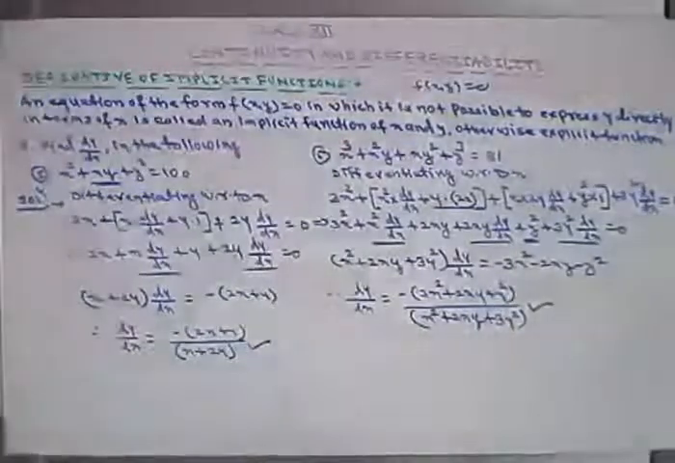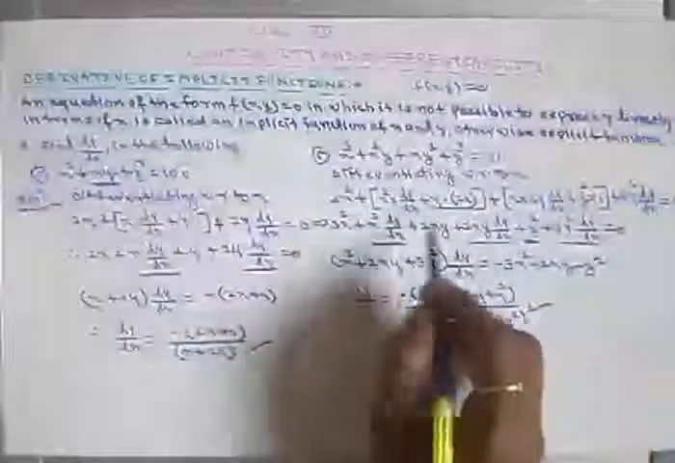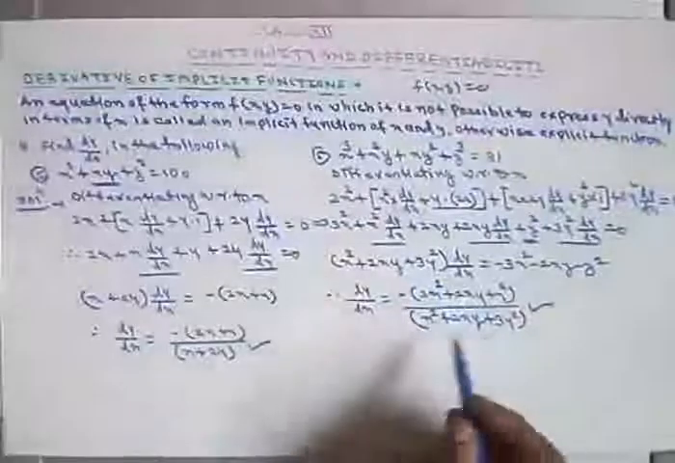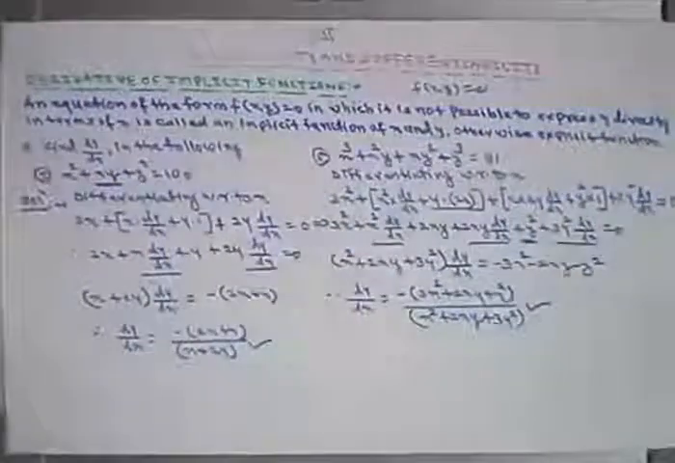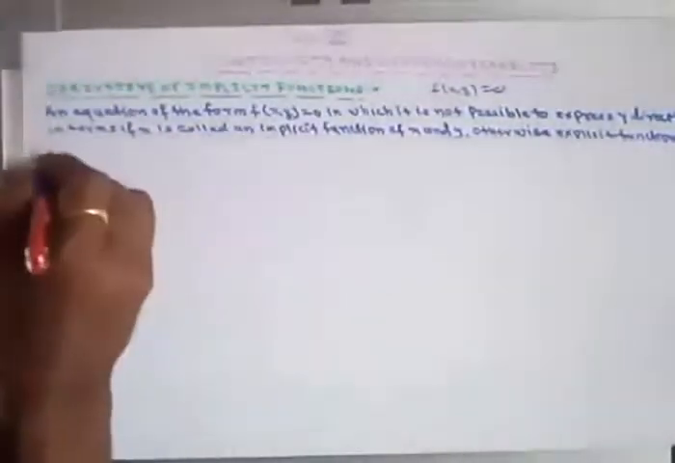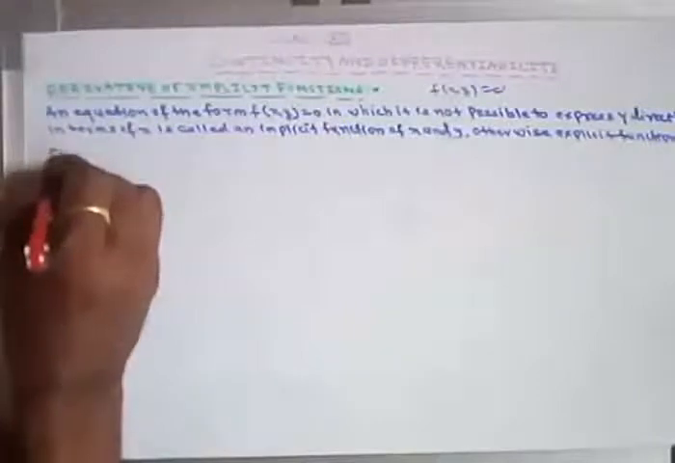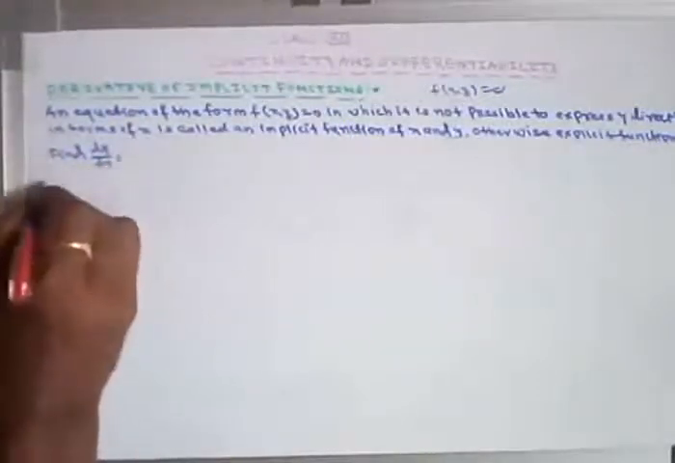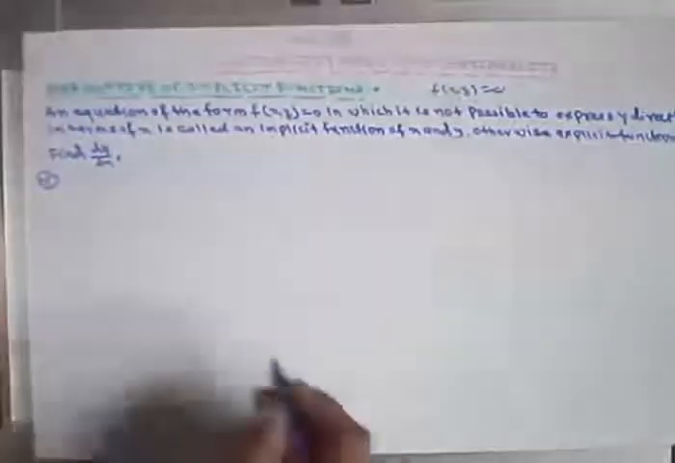So this is the derivative. In this way we can differentiate the given implicit function and we can find out the derivative of the given. Okay students, now take one more example. Find dy by dx. Question number 7.